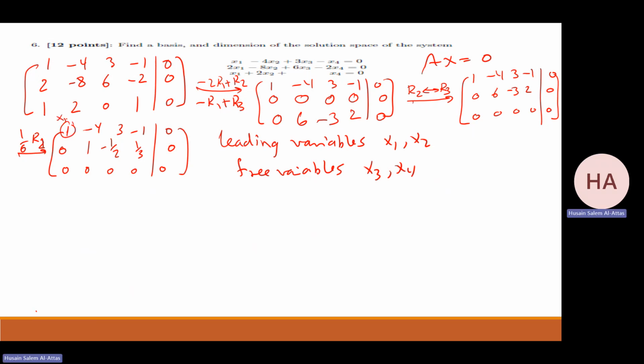We have this is x1, x2. This is the column for x2. This is the column for x3. It's the column for x4. And what I have: x1 is 4x2 minus 3x3 plus x4. And x2 is half x3 plus 1 over 3 x4. Only divide by 6. Multiply by minus 1, and that will be 6. No problem.